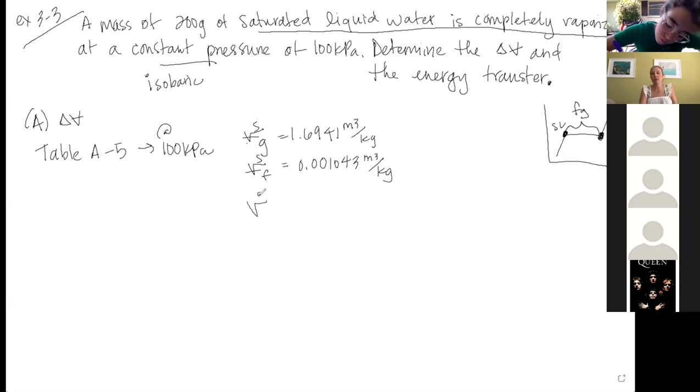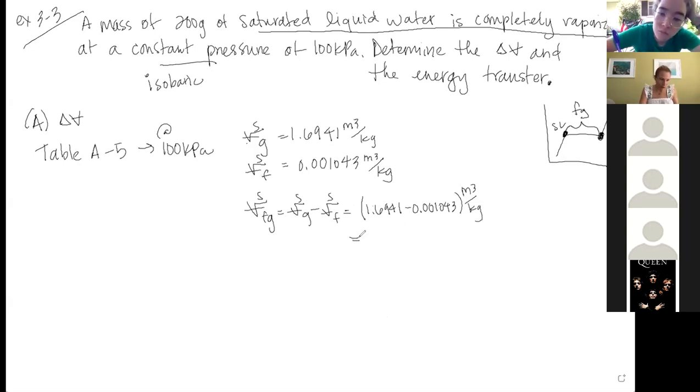And we know that my specific volume of my liquid vapor region is equal to the specific volume of my vapor minus the specific volume of my liquid, which is equal to 1.6941 minus 0.001043 cubic meter per kilogram, which is going to equal pretty much 1.6941, but 1.6931 cubic meter per kilogram is our specific volume for a liquid vapor region.